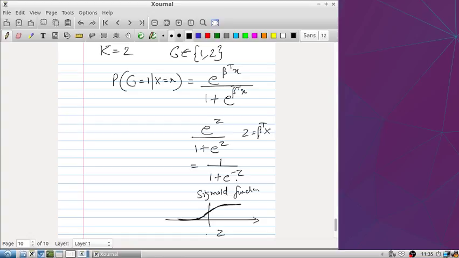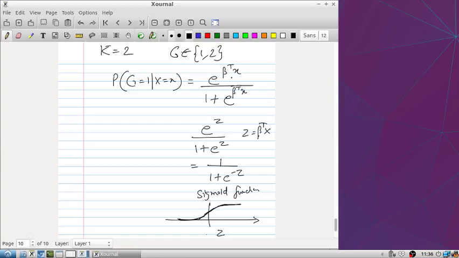So what we did here is just look at the conditional distribution of one of the classes, because the other class is just 1 minus that. Given any data point, it is essentially a sigmoid function. Let's assume that x is one-dimensional for simplicity. Then it's not beta transpose x, but some coefficient times x.